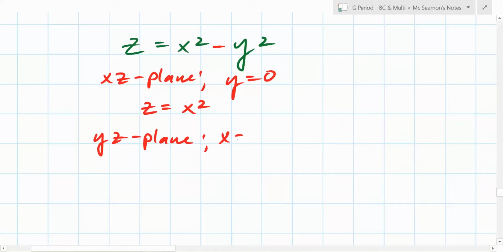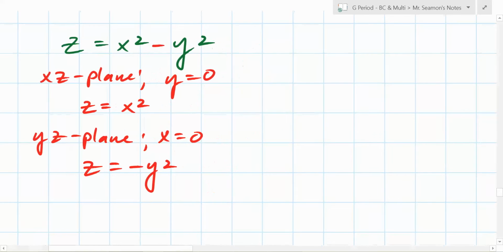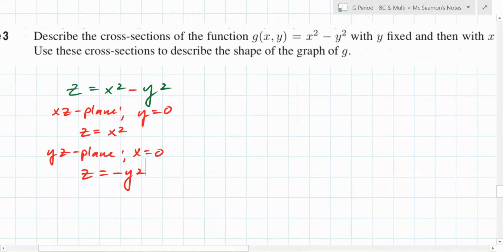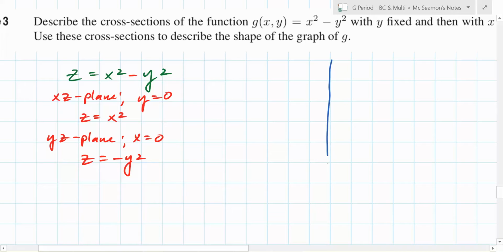That's when x is 0. So what's that going to look like? Negative y squared. So if we graph this really nicely, and I'll do my best here. Let's do this right here. I'll do it right there. There we go.